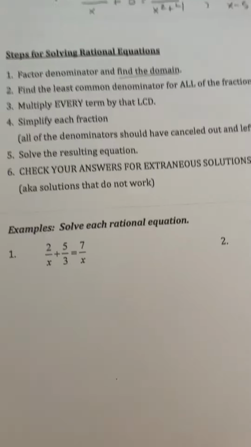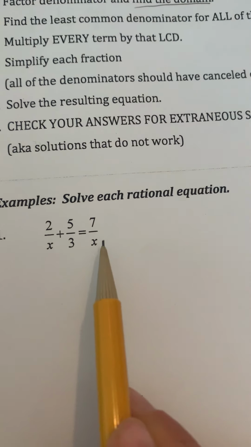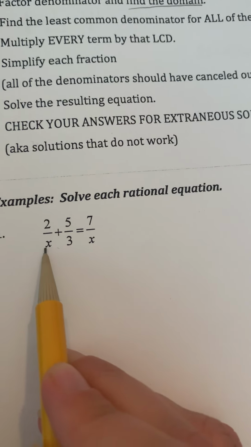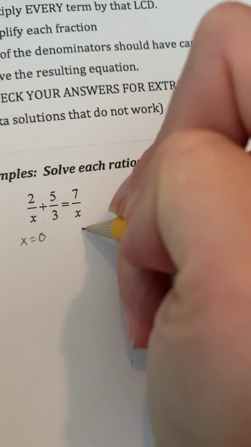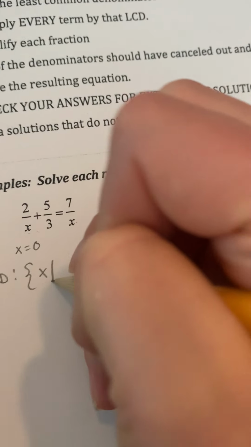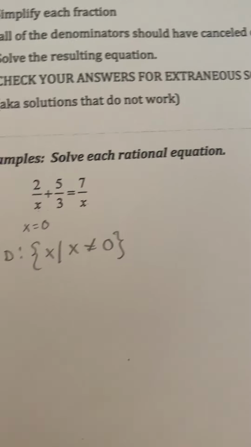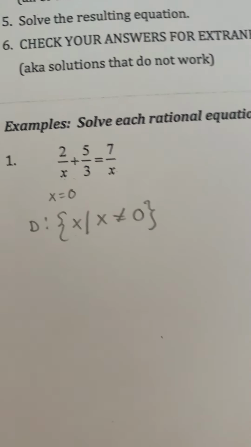Okay, let's look at a couple together here. So our first thing we're going to do is factor and find the domain. The good news here, nothing is factorable, but let's find our domain. What's going to make this denominator be 0? We just set it to 0, right? And same thing, that will be the same thing. So my domain in this case is x such that x cannot be 0. So any solutions that I get are good as long as it's not 0.